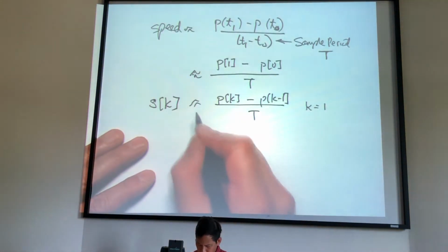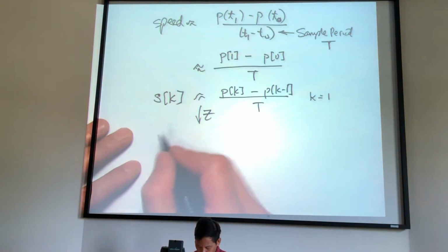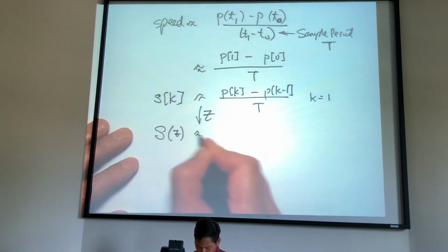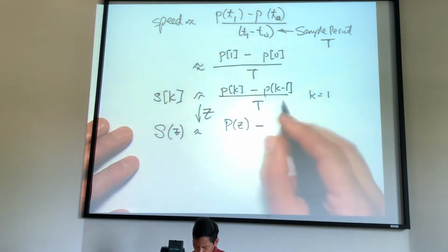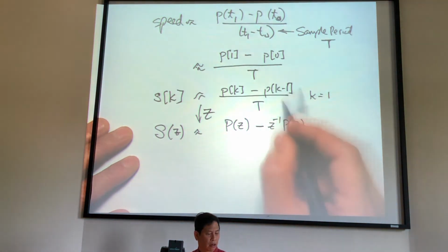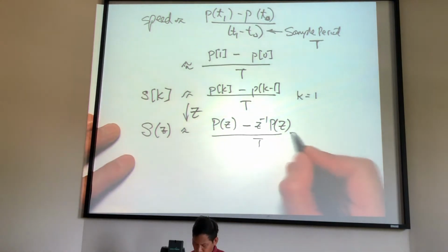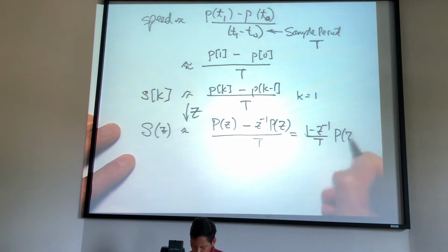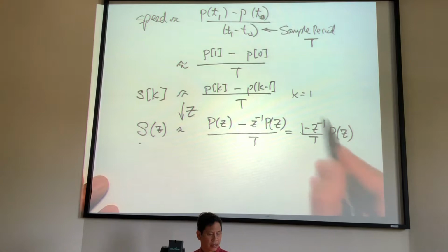So if I were to do a z transform based on what I talked about last time, we would call this speed in the z domain. It's approximately equal to, this is now p of z, this is z to the minus 1 p of z. It is delayed, okay? It's one sample back divided by t. So I do a little bit of algebra. This is 1 minus z to the minus 1 divided by t times p of z. So it says that speed is related to position by this filter.